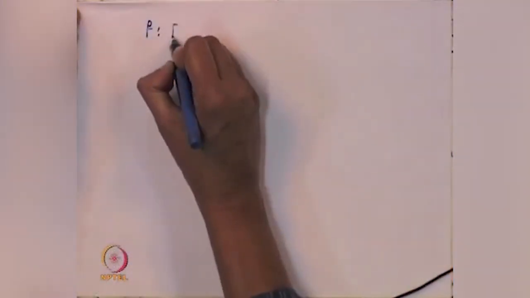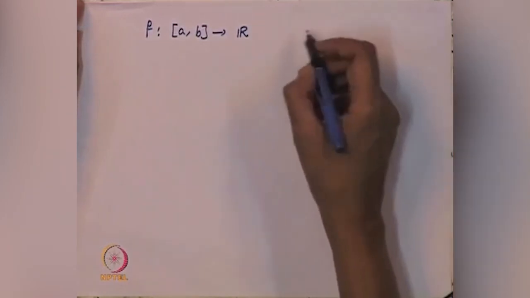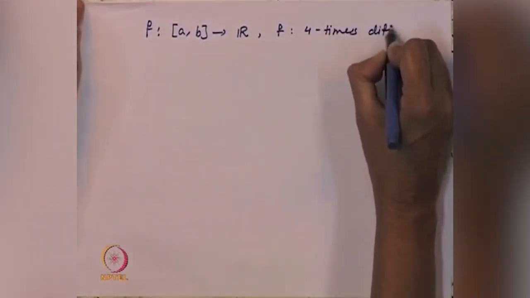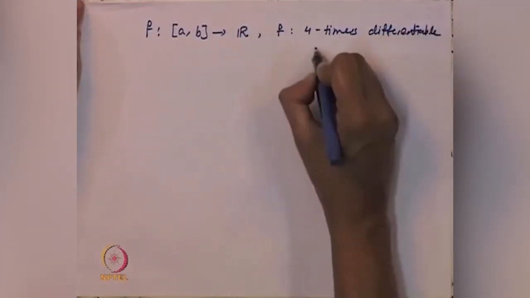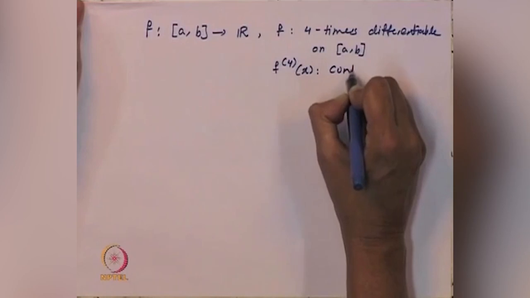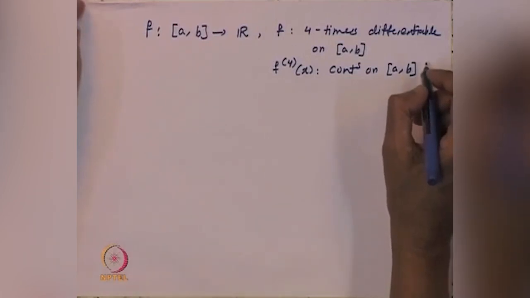So, the same bound we will use with interval a b replaced by interval t_i to t_{i+1}, where i going from 1 up to n minus 1, and that will give us an upper bound for the error in the piecewise cubic Hermite interpolation. f defined on interval a b taking real values, the differentiability property of f which we are going to need is f should be 4 times differentiable on a b, and the fourth derivative should be continuous on interval a b, because we are going to take the maximum of mod of f''''(x) for x belonging to a b.